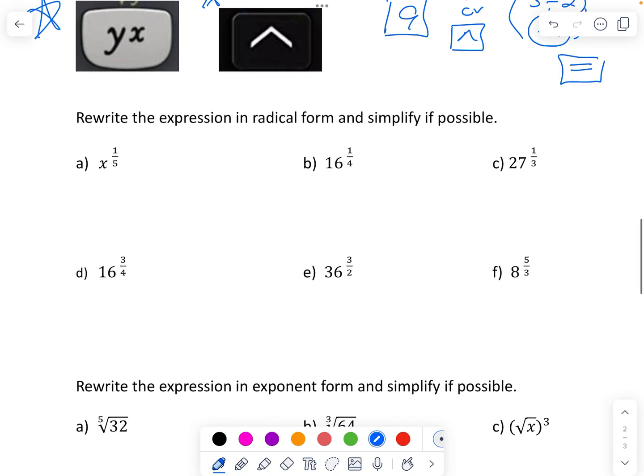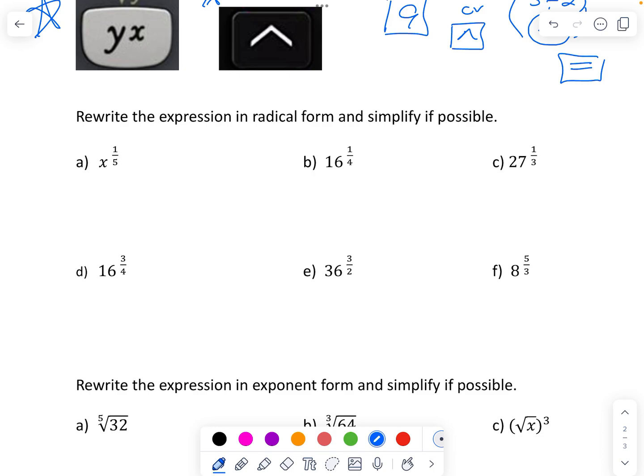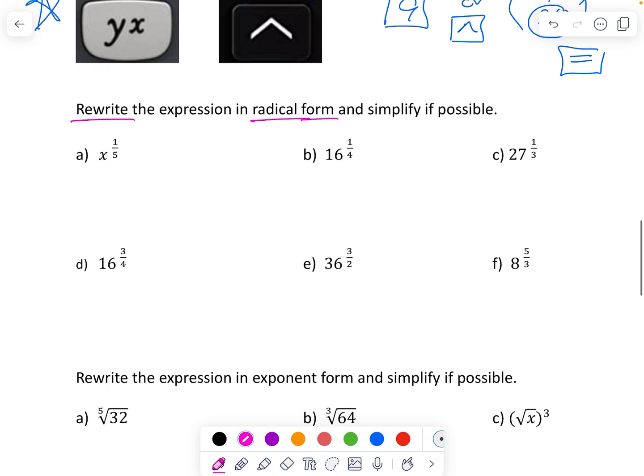So we are going to be simplifying these. We're going to be simplifying them using our calculators, but we're also going to be rewriting each of them in radical form, that is with the square roots. So we're going to rewrite this as the 5th root of x, and that's it. We don't need to simplify it because there's no number to simplify. It's x. This is the 4th root of 16.